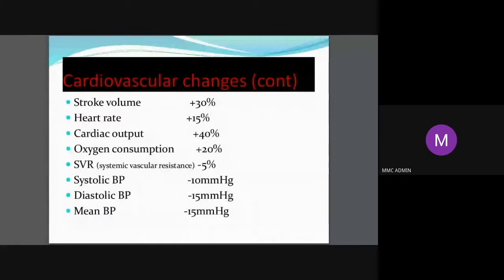It may even be 90-60. That time the patient says, doctor, my BP is very low. I'm having low BP. So that time what should you say? You should say you should be very happy that you have a low BP because that is normal for pregnancy.